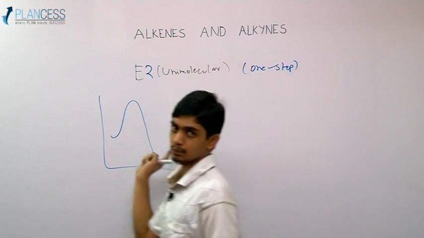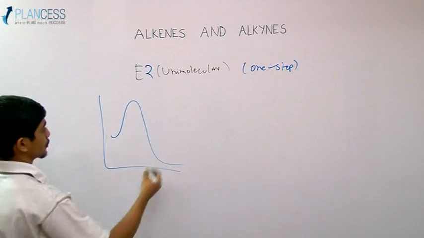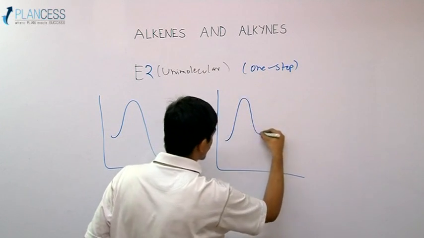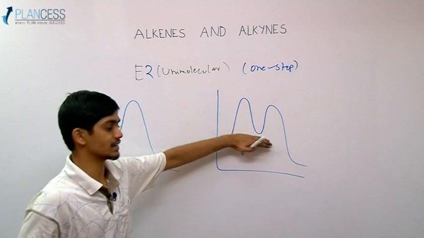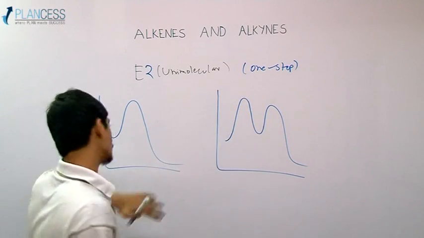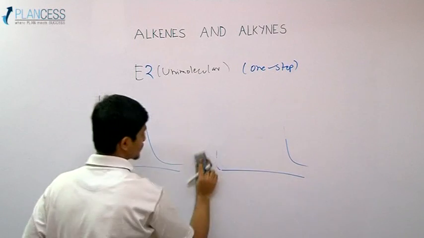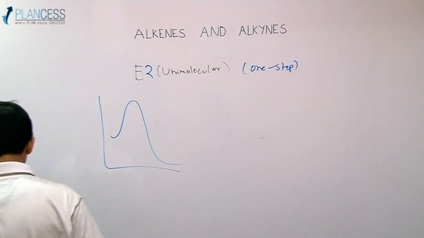The intermediate in the previous E1 reaction was a carbocation, and we saw the energy diagram looks something like this. So we see that there is an intermediate formation and there are two transition states. Right now we are not bothered about this, we have already studied it in detail. Let us see the E2 mechanism.